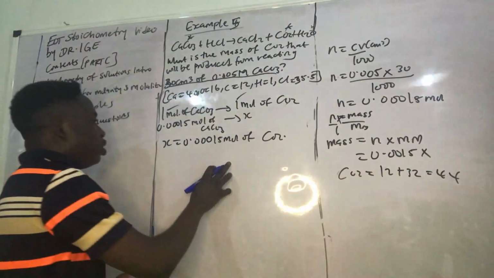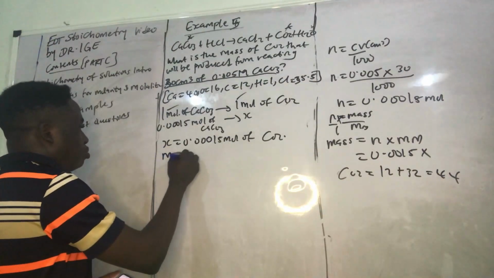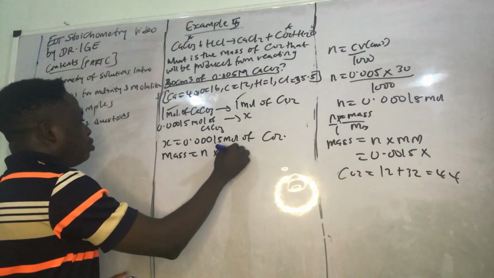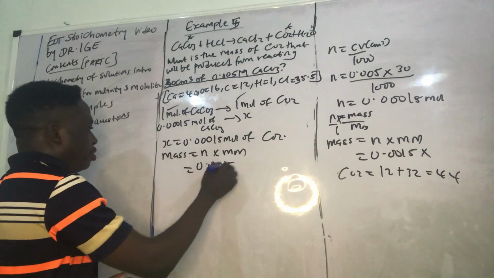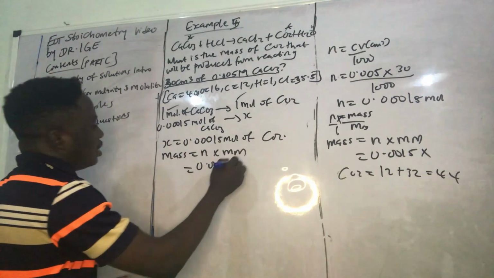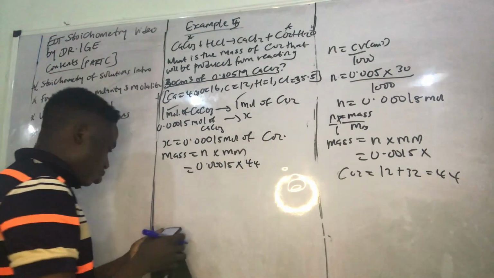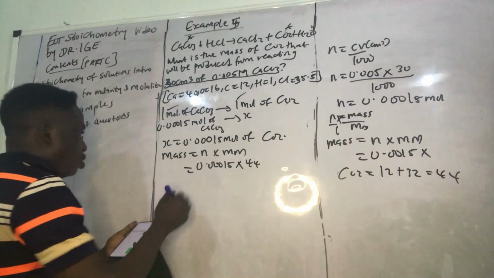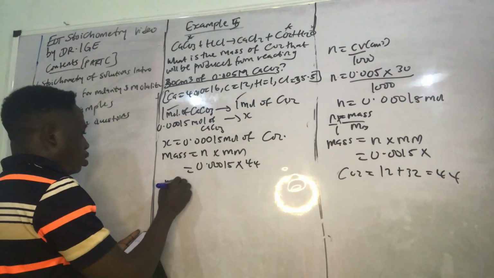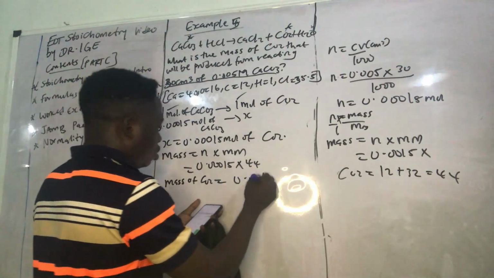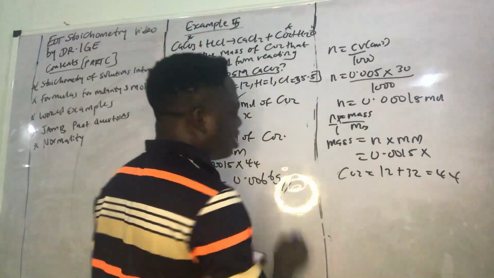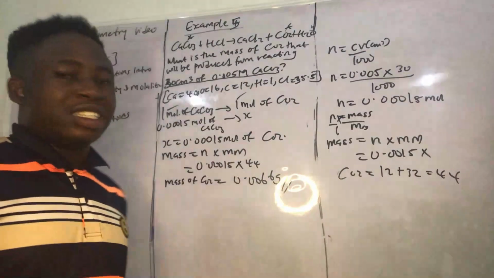So let's bring this here. We're looking for the mass now, right? Mass is equal to number of moles times molar mass. The number of moles is 0.00015 times 44. So the mass of CO2 produced equals 0.0066 gram. Can you get the concept? The thing is not hard. It's not hard at all.